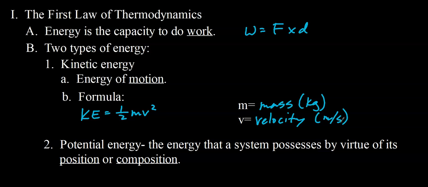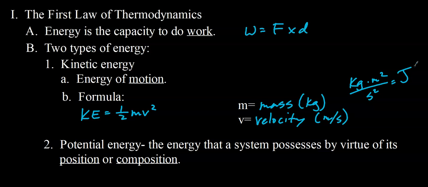So we've talked about this before. Take kilogram times meter squared per second squared. Kilogram times meter squared over second squared is the same thing as a joule, which is the SI unit of energy.